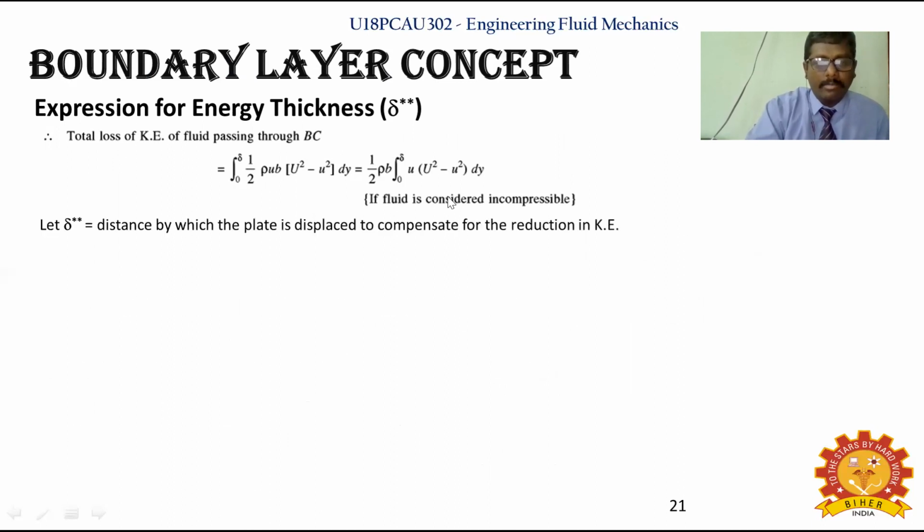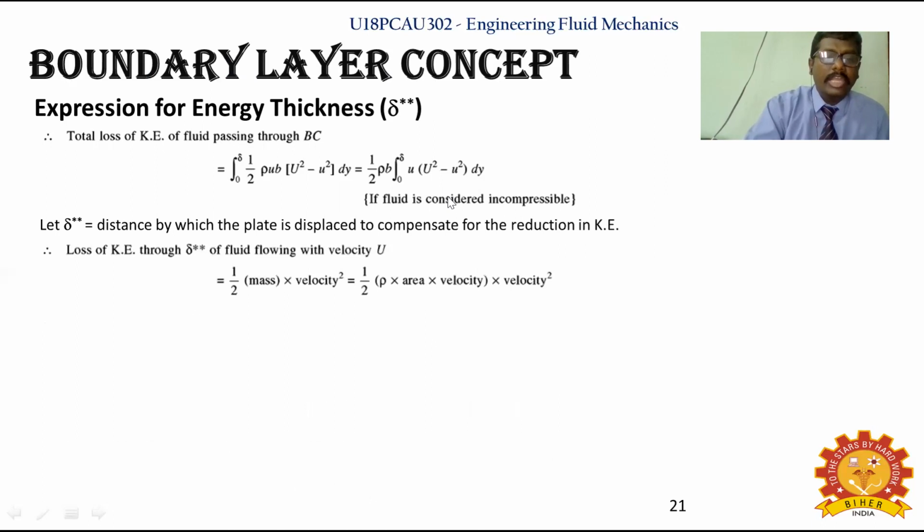So delta double star is the distance by which the plate is displaced to compensate for the reduction in kinetic energy. That is what we need to derive now. For a fluid, mass is rho into area into velocity. This is better understood from the continuity equation, where Q equals A into V is the discharge, and with density it becomes mass. So we write mass as rho into area into velocity.